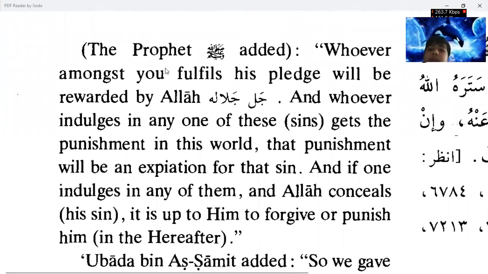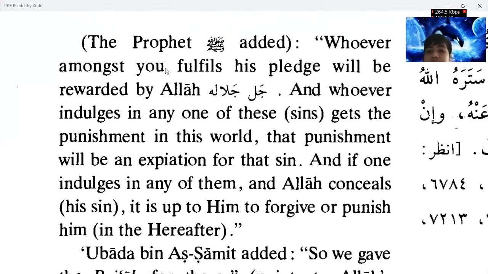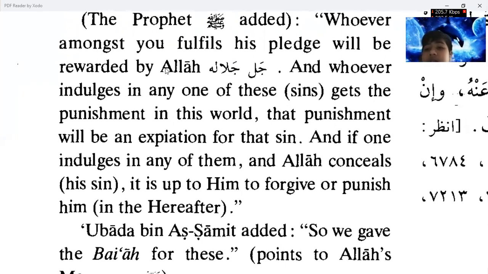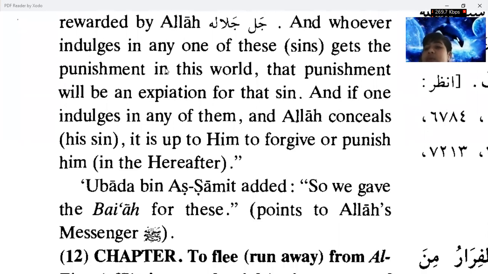The Prophet added, whoever among you fulfills this pledge will be rewarded by Allah. And whoever indulges in any one of these sins gets the punishment in this world. That punishment will be an expiation for that sin. And if one indulges in any of them, then Allah conceals his sin. It is up to him to forgive or punish him in the hereafter. Ubadah ibn as-Samit added, so we gave the bayah for these points to Allah's Messenger.